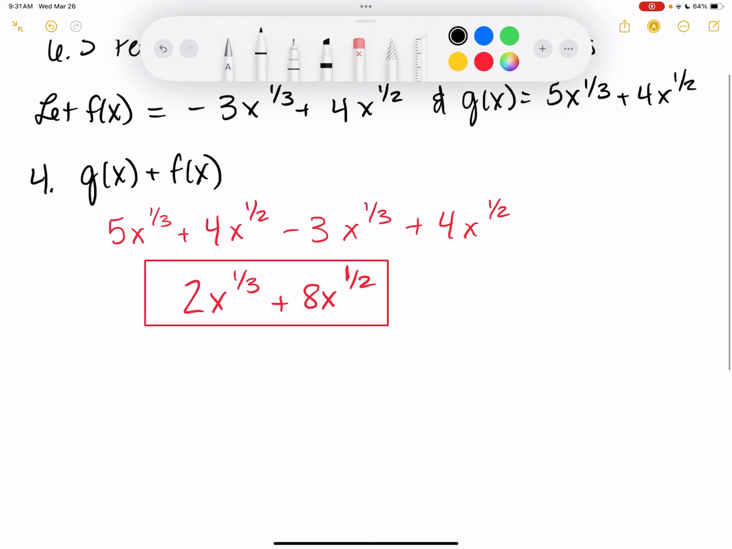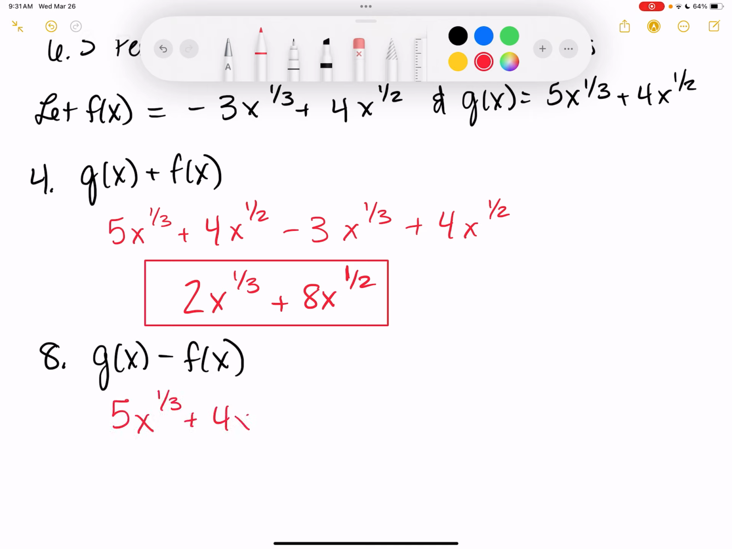Number 8. G of x minus f of x. So when I set this one up, I'm going to write the g of x stuff, so 5x to the 1/3 plus 4x to the 1/2. But this is minus, I'm going to bracket this off, negative 3x to the 1/3 plus 4x to the 1/2.